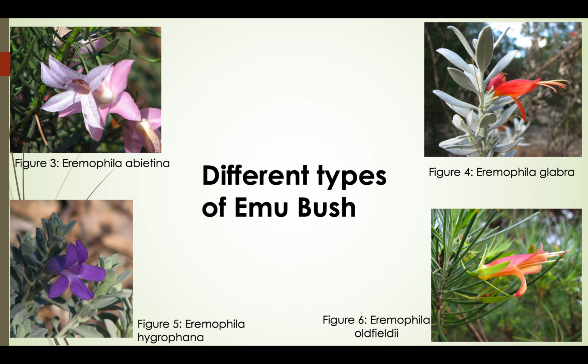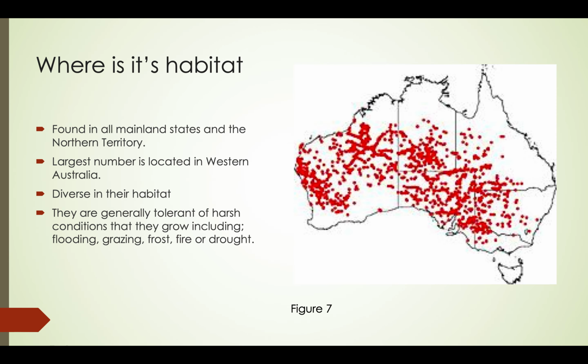Less common are those that have 4 petal lobes at the top of the flower, one below, which is curled under the flower, and the stamens extending beyond the petal tube, as in the case of E. glabra. These flowers are generally bird pollinated, the bird holding the plant stem while it visits the flower. The Eremophila is found in all mainland states and the Northern Territory of Australia, and the largest number is located in Western Australia.